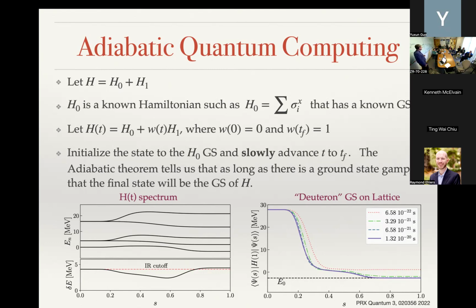Can I ask, because I'm trying to understand what this is. So the task we have is we have some complicated Hamiltonian, and we'd like to find the ground state wave function. Then we have a simpler system we can easily solve for the ground state wave function, and you can somehow go smoothly from one Hamiltonian to the other. So why do I need all this quantum computing?